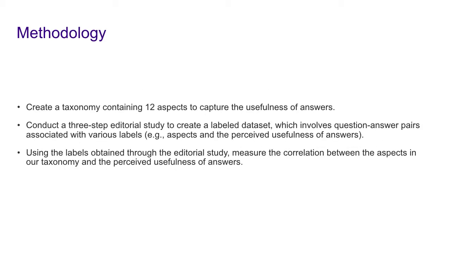The methodology we followed involves 3 steps. First, we create a taxonomy including 12 aspects to capture the notion of usefulness. Second, we carry out a 3-step editorial study to create a dataset with real-life questions, answers, and some labels associated with the questions and answers, as well as the askers and answerers. Finally, we measure the correlation between our aspects and the perceived usefulness of answers in different parameter settings. So, I'm going to talk about these steps now.